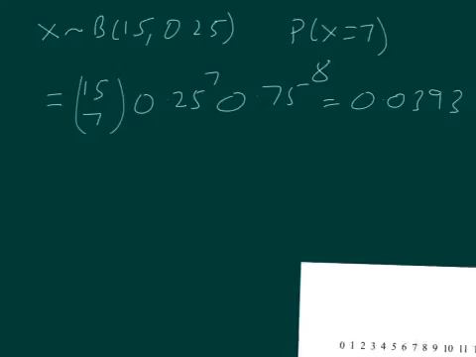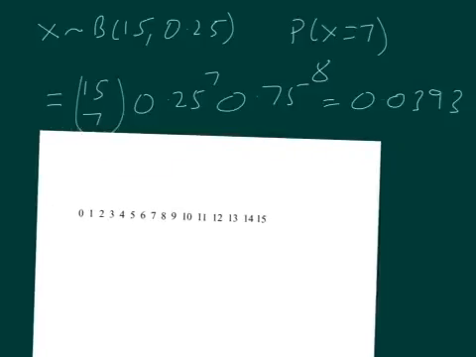So let's think about what numbers we've got. What we want is the probability that x equals 7 exactly. So the probability that x equals 7 is here, that's 7. So what we need to do is to find out the probability that x is less than or equal to 7 and take away the probability that x is less than or equal to 6.